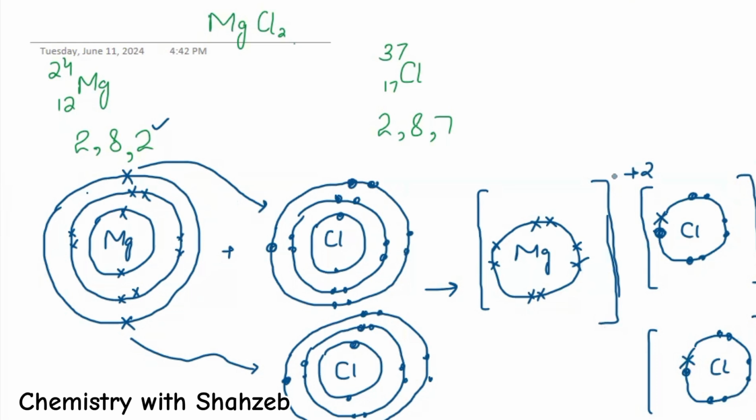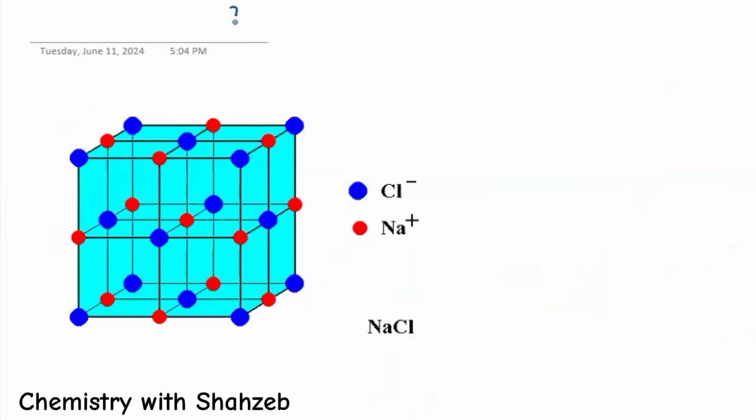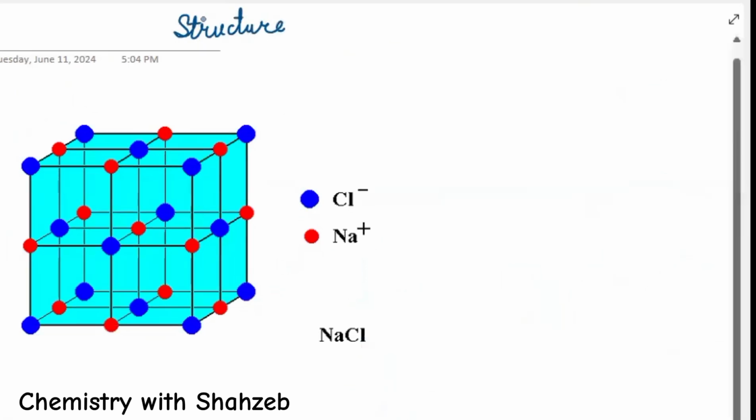The force of attraction which holds them together, again, that would be electrostatic force of attraction. That is why ionic compounds have high melting point and boiling point. So now let's move further and discuss the structure of ionic compound. So, structure of ionic compound.